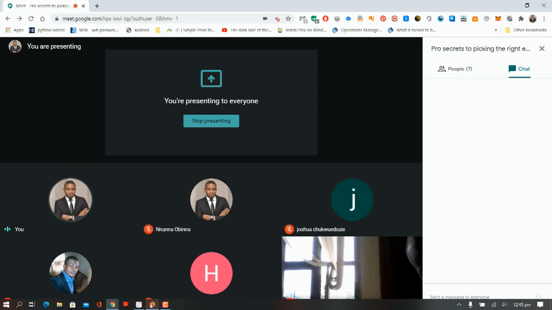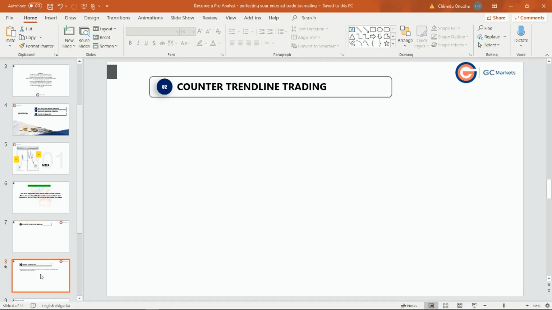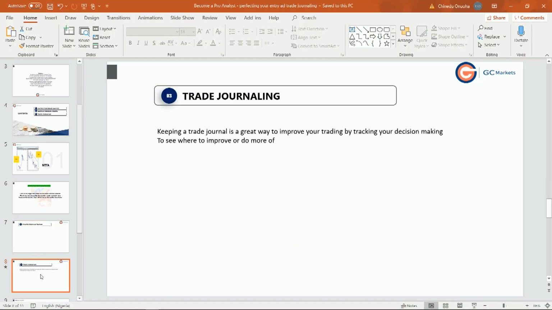Now, this is the most annoying part for most traders, especially new traders. They like to think, I don't have time to do all of this. I don't have time to keep a trade journal. But a trade journal is very important, especially if you're starting out. It's a great way to improve your trading by tracking the decisions you make. And when you track the decisions you make, you'll be able to see where you need to make improvements.